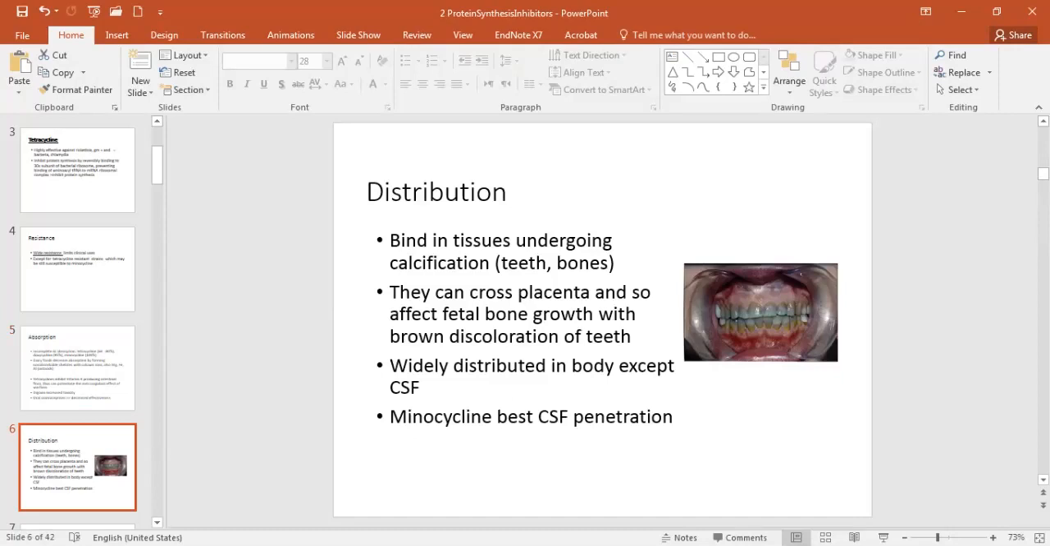Distribution: as we said before, it is chelating with many elements, so it binds in tissues that are undergoing calcification, as in teeth and bones. As you can see in this picture, it causes discoloration of teeth. They can cross the placenta and so affect fetal bone growth with brown discoloration of teeth. They are widely distributed in the body except CSF, and minocycline has the best CSF penetration as compared with tetracycline or doxycycline.